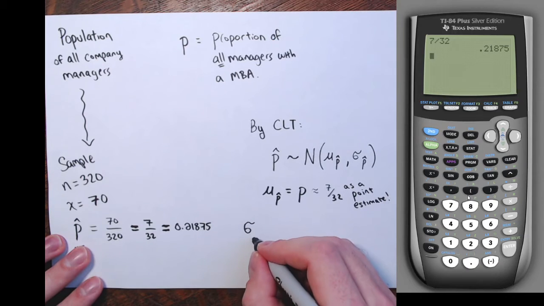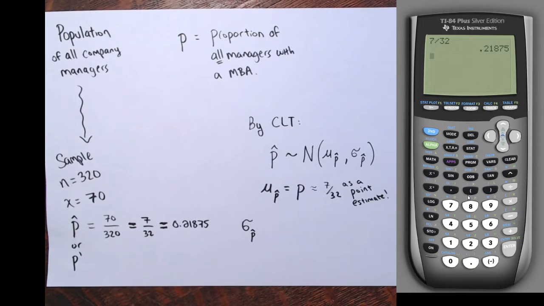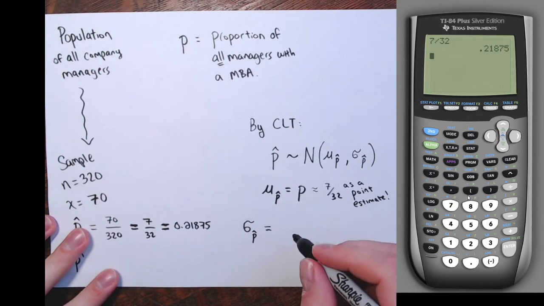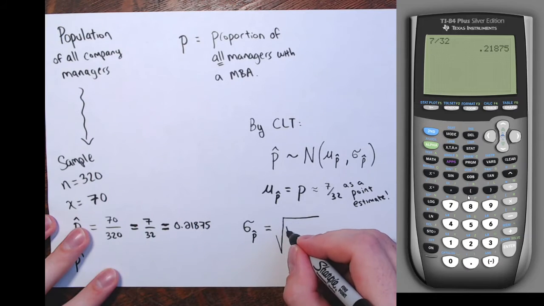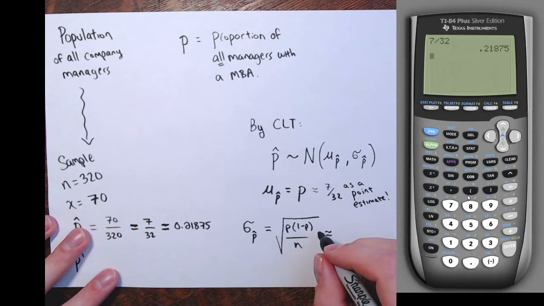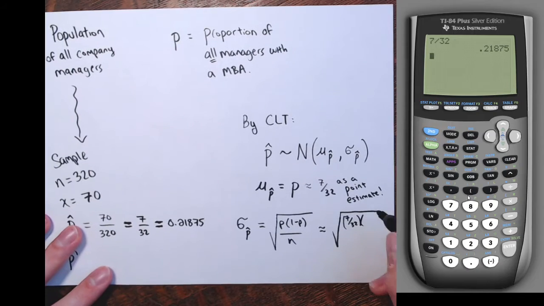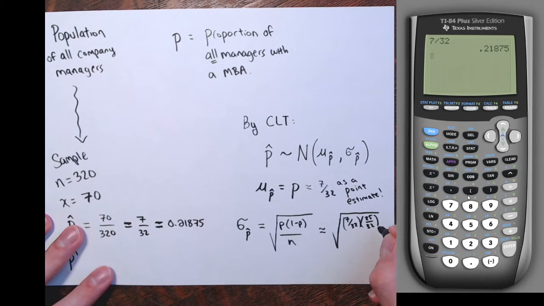And the standard deviation, or the standard error of these sample proportions, remember, is the square root of P times 1 minus P, all divided by n. But again, I don't know what P is. So we're going to approximate this with p hat, using our point estimates here as well. So I'm going to approximate this with the square root of 7 out of 32 times 1 minus that, which would be 25 out of 32, and then all of that divided by the sample size, 320.